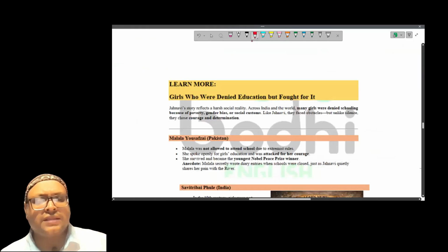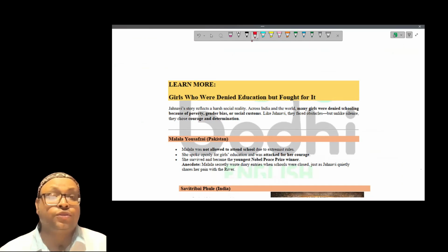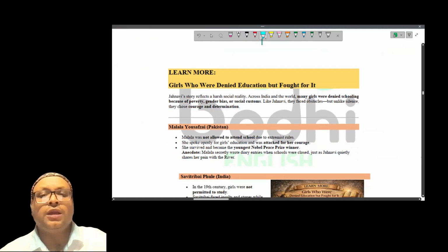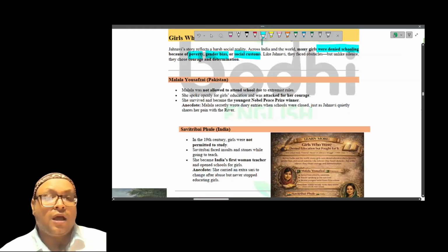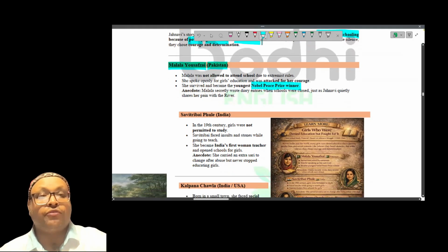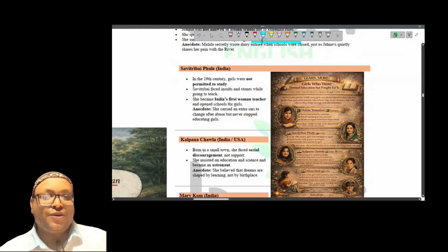I said at the beginning of the class that our Jahnavi is a symbolic character. There are a lot of Jahnavis who really do not go to school. Here I have brought some examples from worldwide where many girls were denied schooling because of poverty, gender bias, social customs, like Jahnavi. Who are they? There is Malala Yousafzai from Pakistan. She was not allowed to go to school. She was attacked, and she is one of those young girls who got a Nobel Peace Prize. You can read her story, or you can write in the comment, and I can make a nice video about her.